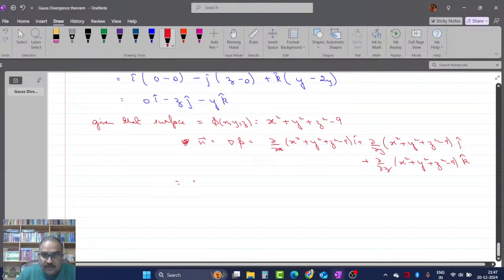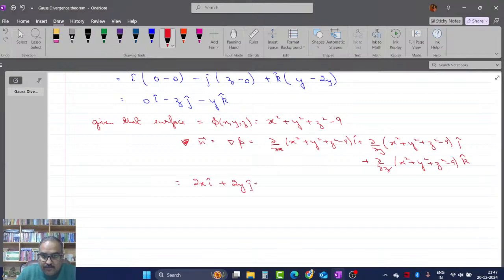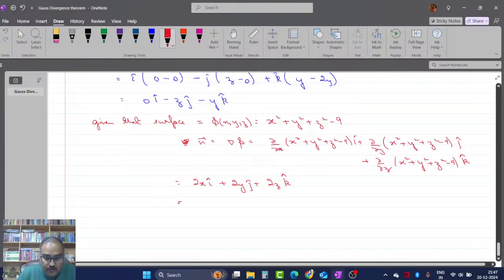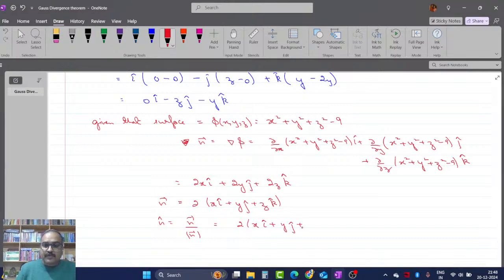So it comes to be 2x i cap plus 2y j cap plus 2z k cap, or I can say 2 common x i cap, y j cap, z k cap. That is the value of n vector. So n cap will be n vector over its magnitude, 2 into x i cap plus y j cap plus z k cap divided by magnitude of this part.